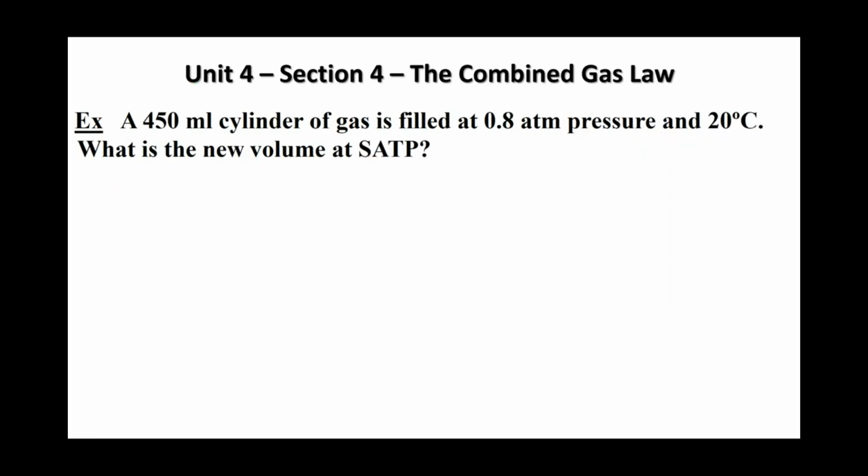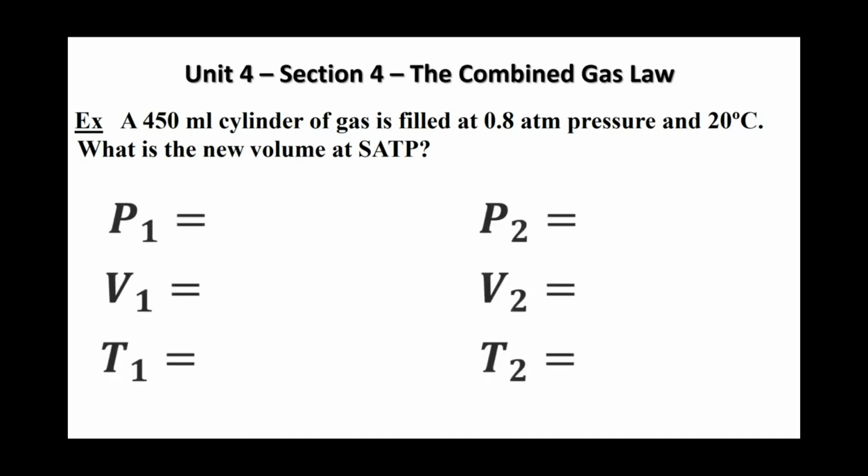So let's tackle another one here with a few more wrinkles in it. We've got a 450 ml cylinder of gas filled at 0.8 atmospheres and 20 degrees Celsius. What is the new volume at SATP? So again, we'll take our variables here. These 3 terms are going to go together. So we have a pressure of 0.8. We have a volume of 450 mL.